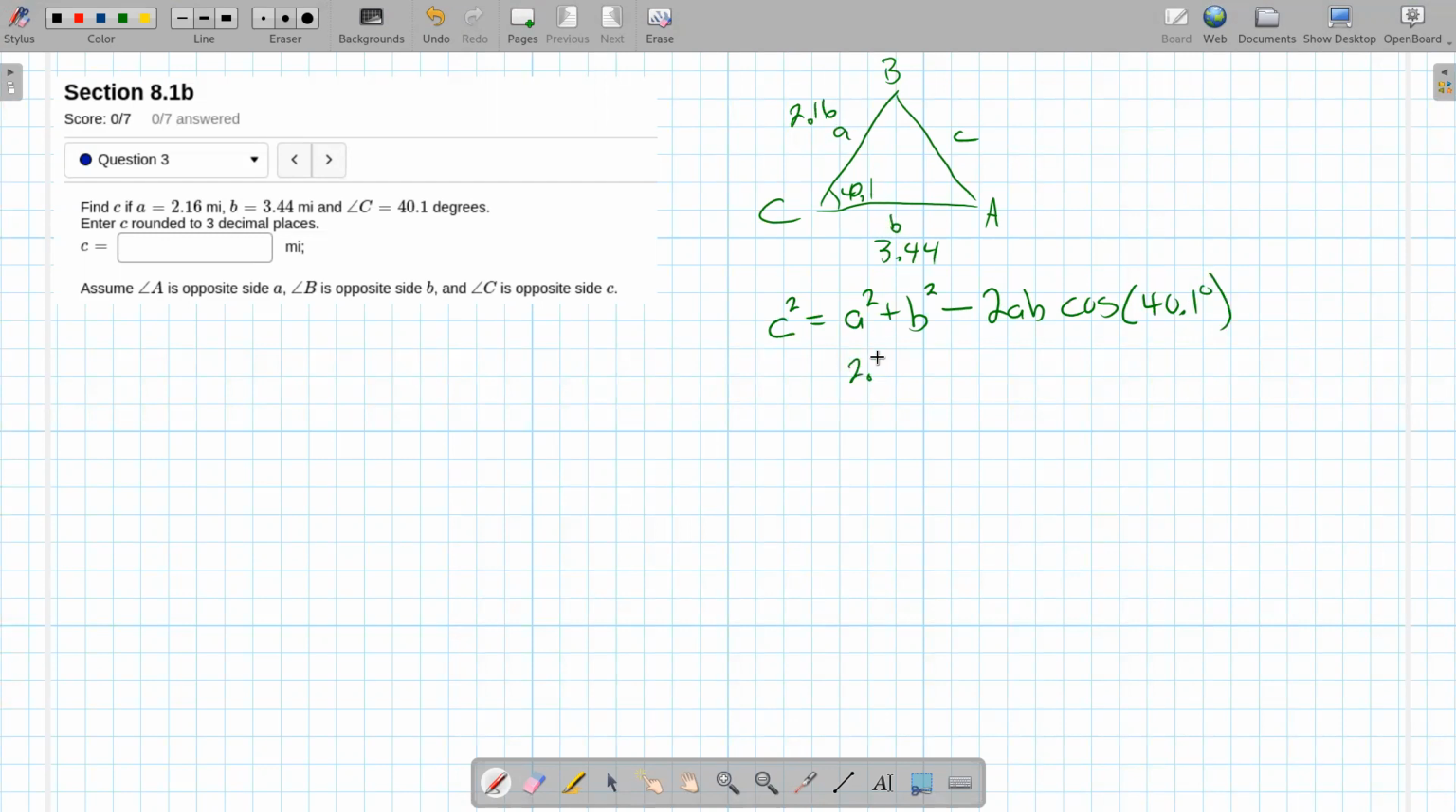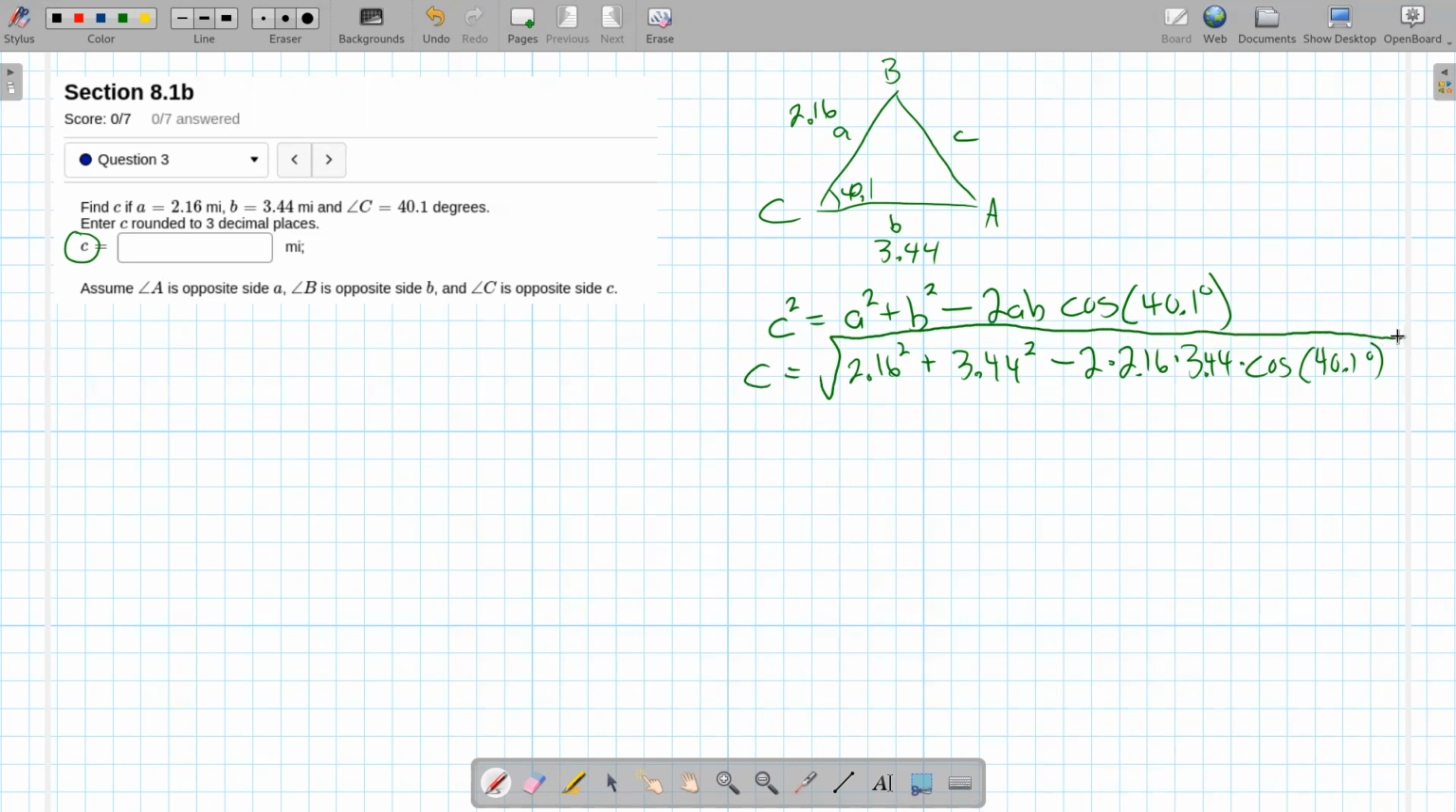So we get 2.16 squared plus 3.44 squared minus 2 times 2.16 times 3.44 times cosine of 40.1 degrees. And I highly recommend you write this down before you hit your calculator. I'm looking for C, so I want the square root of all of that. And so once I get that down, I'll go to my calculator.